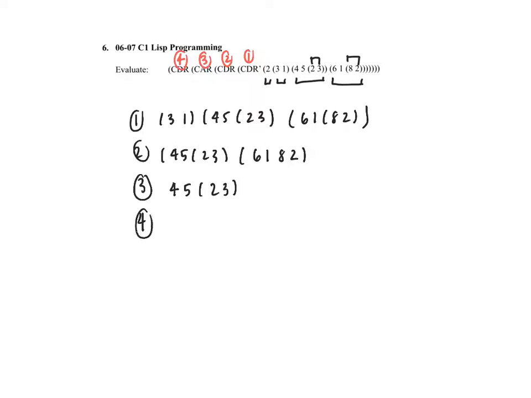And finally, we're going to do CDR again. So now we're going to take everything except for the 4, and we're left with 5, parentheses 2, 3. And as you can see, we've done as many steps as there are functions, and our final answer is 5, parentheses 2, 3.